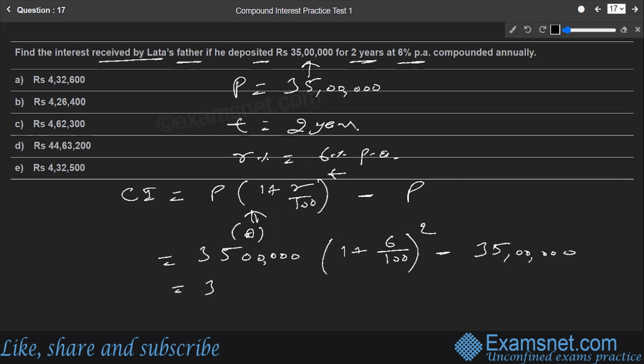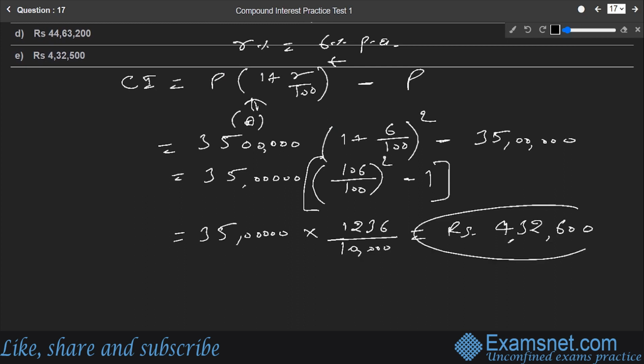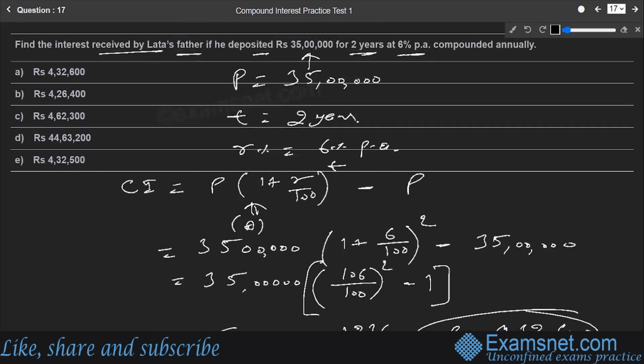Okay, if you solve this further, 35 lakh can be taken common. If you take it common, this is nothing but 106 over 100 whole square minus 1, because 35 lakh was taken common. If you solve this further, this comes out to be 35 lakh multiplied by 1236 divided by 10,000. Because there is a square, if you solve this further, this comes out to be rupees 4,32,600, and that is the actual compound interest, available as option A, 4,32,600 rupees.